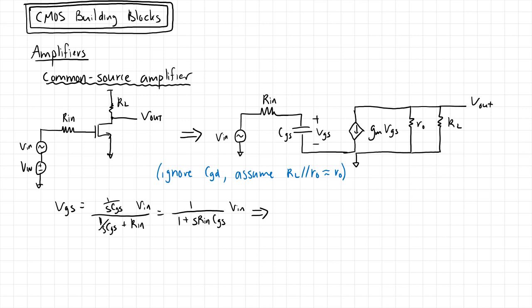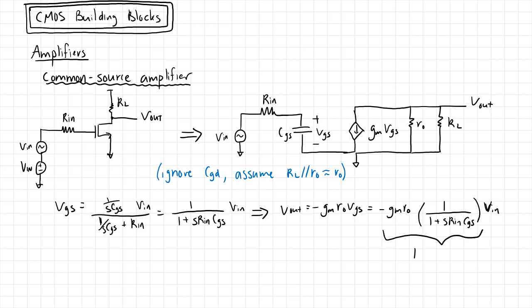We know at the output here, Vout is just equal to minus gm times R0 times VGS. Now we already know what VGS is, so we can just directly substitute that in, and we get minus gm R0 times 1 over 1 plus S Rn CGS times Vn. What this shows is that we have a DC gain here of gm R0. We'll call this the transfer function H of S.